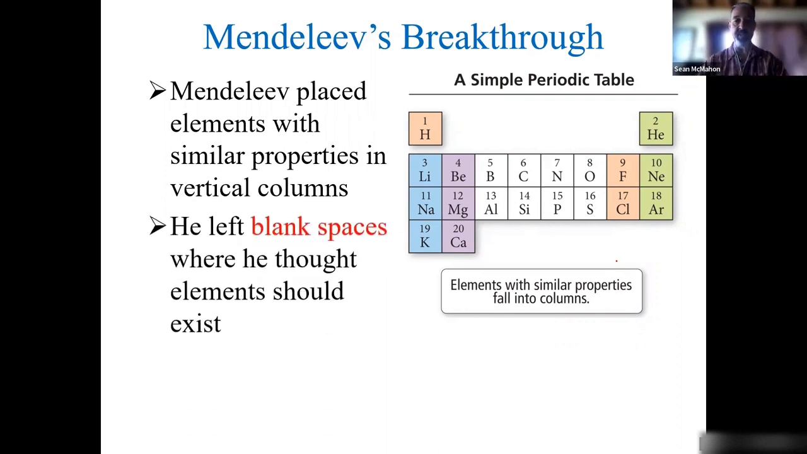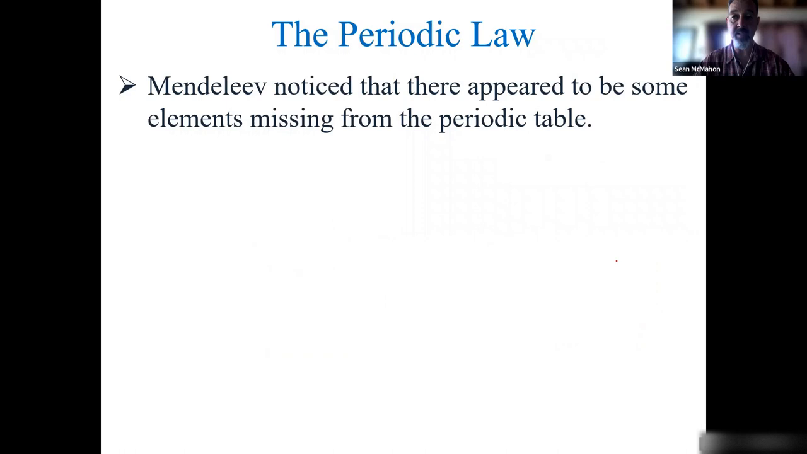So he did leave blank spaces where he thought future elements would exist and match that column in its physical and chemical properties. And he did it quite accurately. In fact, he was able to use the periodic law. Now, if you remember the scientific method, we talked about the conclusions that you could draw after experimentation, collection of data, making your observations, analyzing your data and your results so that you can draw conclusions.